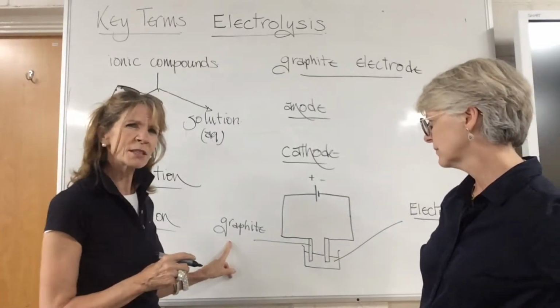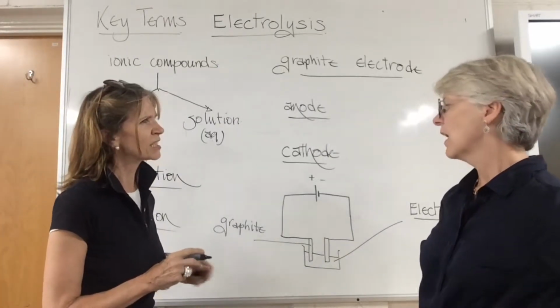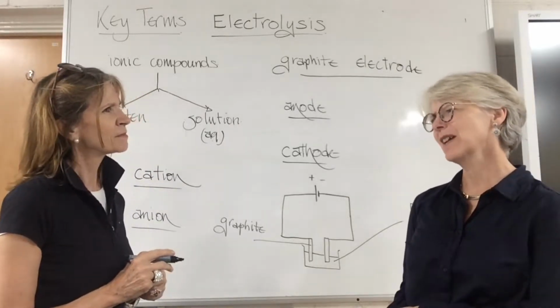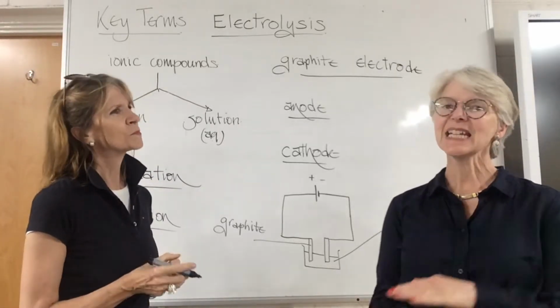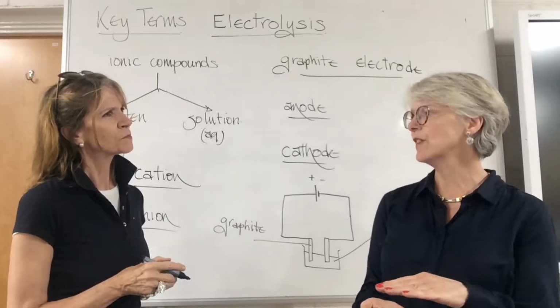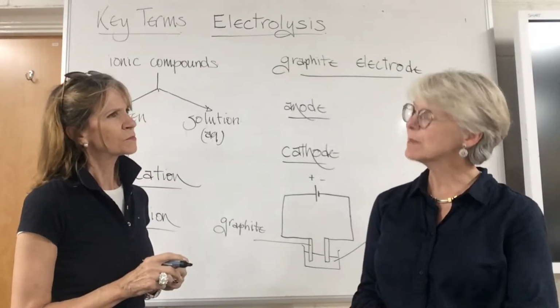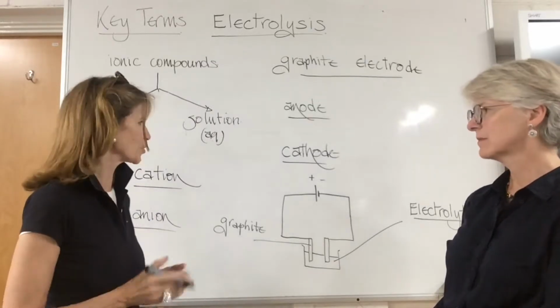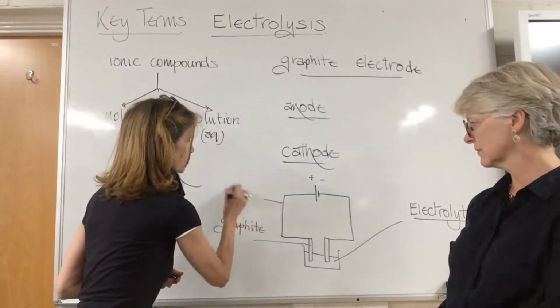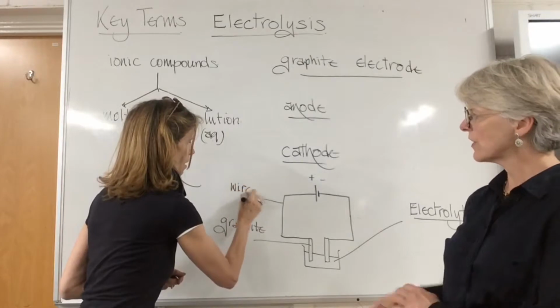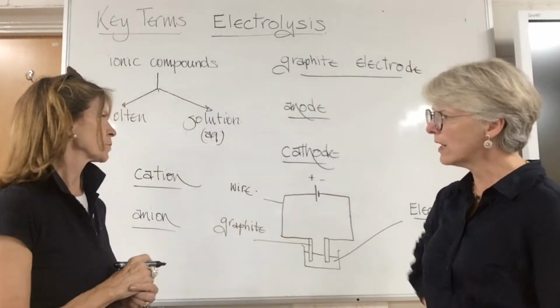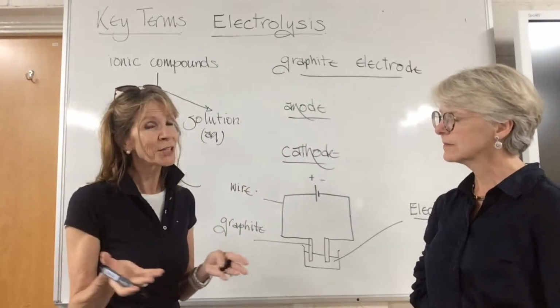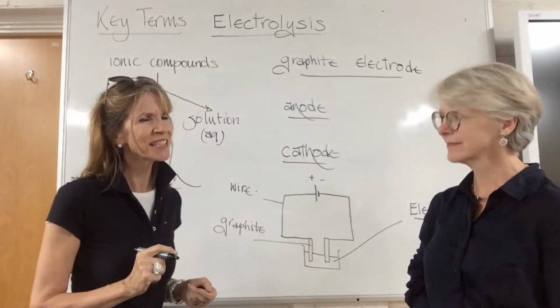But why does it conduct electricity, graphite? Even though it's a covalent substance, it does have a free-moving electron which is able to conduct the electricity. So it contains mobile electrons which can transfer the charge. That's fabulous. And this is wire. So what do you think conducts the electricity in the wires? Metals, because we all know that metals have delocalized electrons.